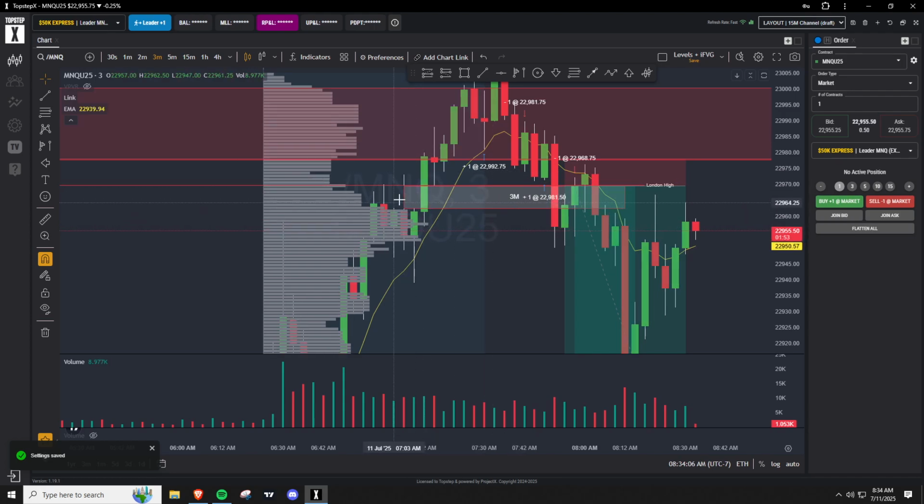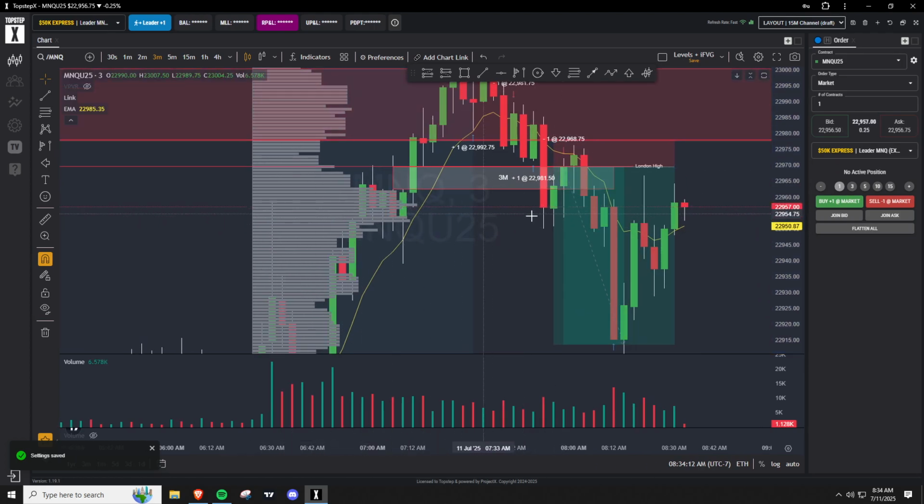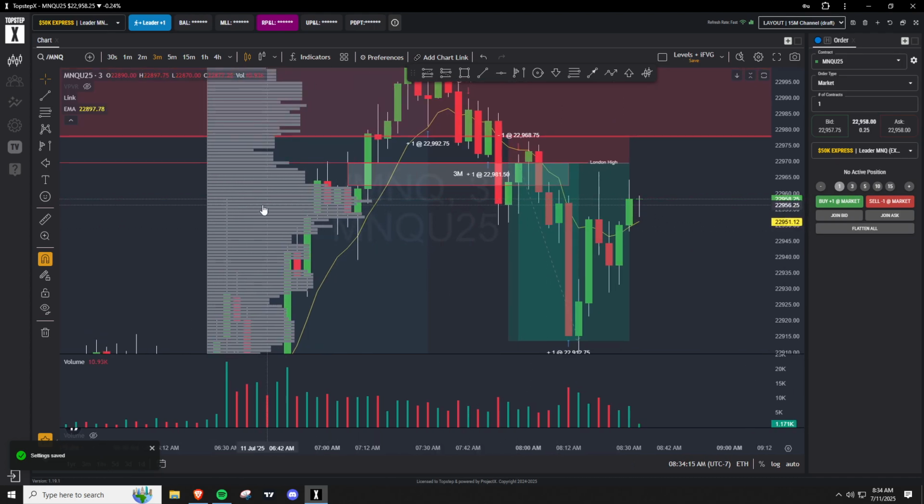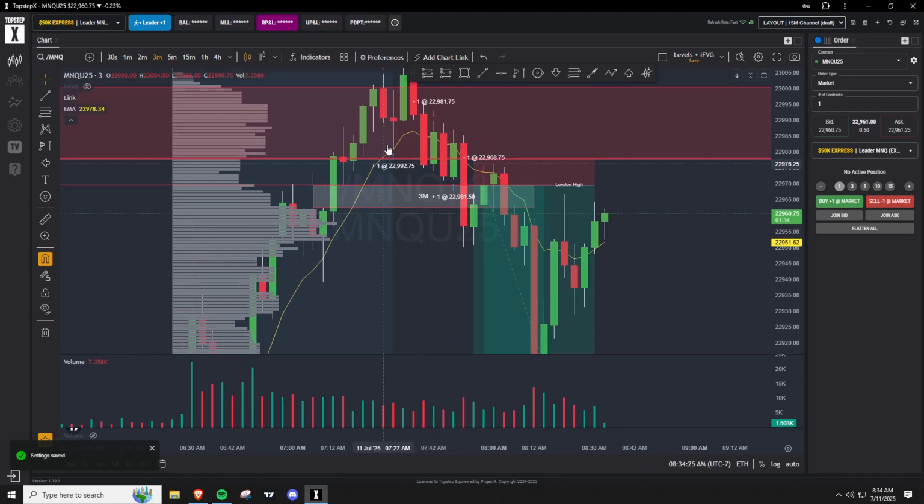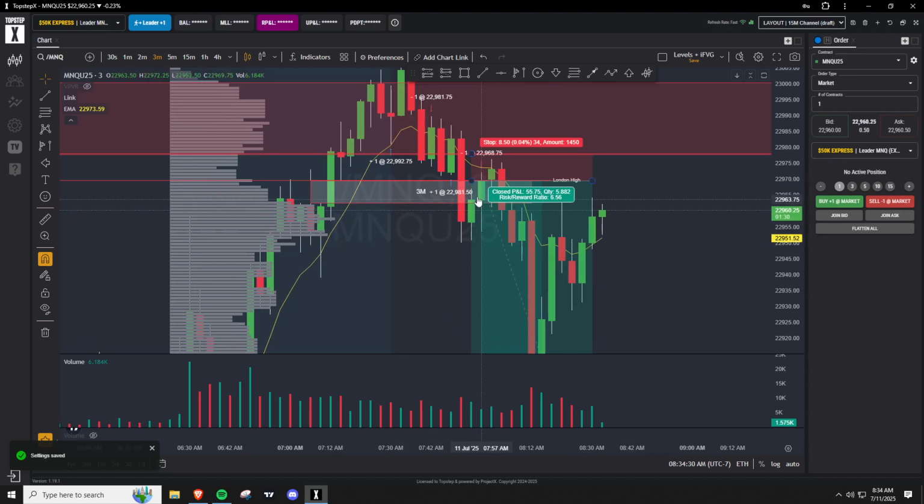So we have this 3-minute fair value gap, this 3-minute imbalance here. You can clearly see there's an imbalance right here. There's a BPR, a balanced price range, whatever you want to call it. So this was going to give us a little bit of resistance or support, because there's so much volume transacted here. Buyers are going to be trying to defend this move up. Sellers are going to be trying to defend this move down. So you can see we pulled back.